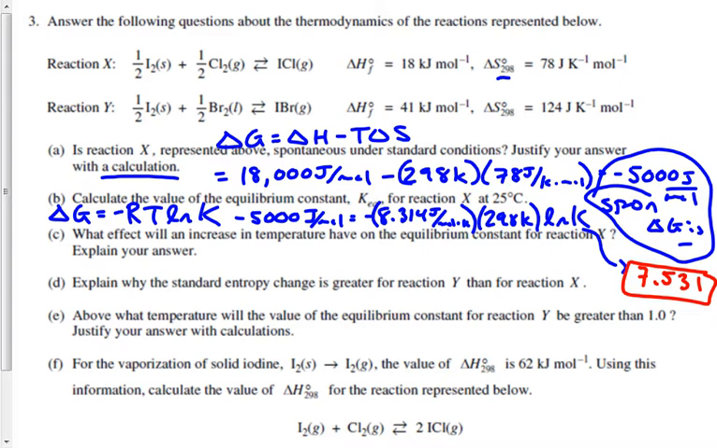C. Explain what effect an increase in temp will have on the equilibrium constant for reaction X. Now, it says explain your answer. It does not say in terms of a calculation. There is a calculation that you could apply to this. What do I mean by that? If you increase the temp, what could you do with the previous problem? Couldn't you put in a larger temp?